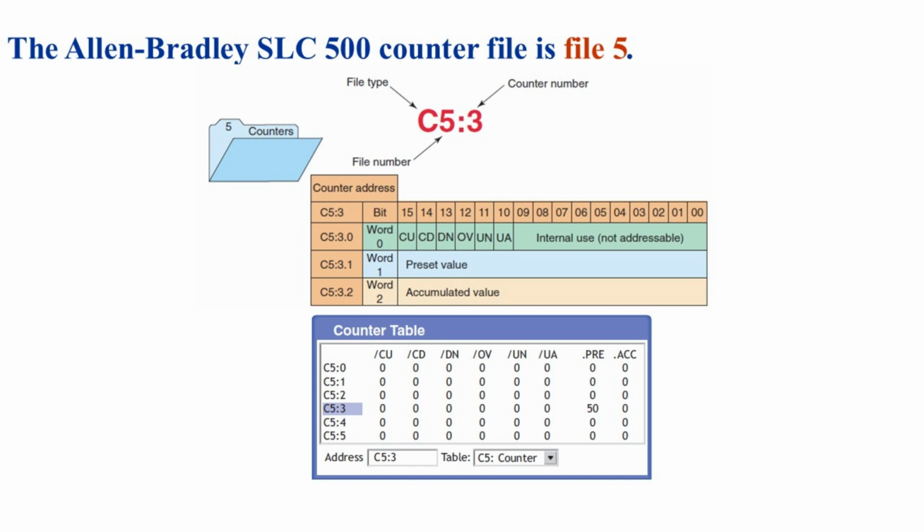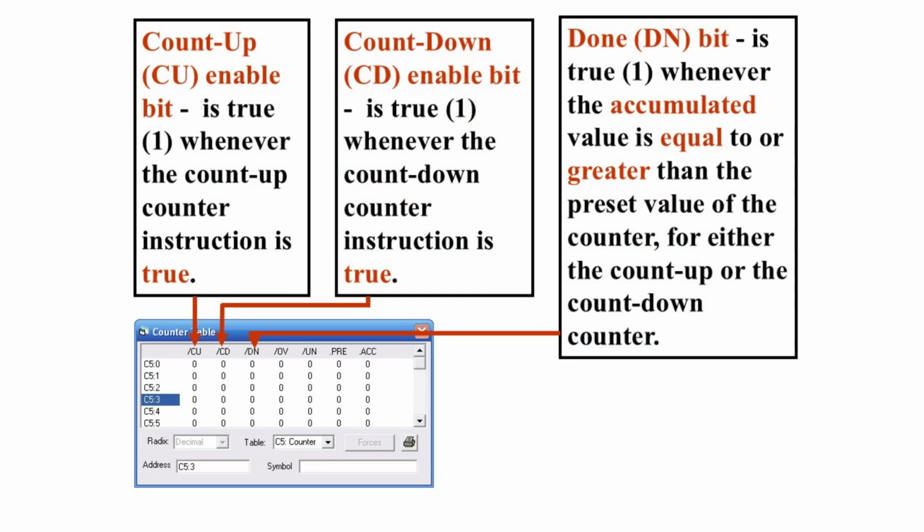The status bits include indicators such as count up, count down, done, overflow, and underflow. These bits provide feedback about the counter's current condition. In the counter table, you can view each counter, C5:0, C5:1, and so on, along with its individual bit values, preset, and accumulated counts. The count up enabled bit, labeled CU, turns on whenever the up counter instruction is true. In other words, each time the input rung goes from off to on, the CU bit energizes.